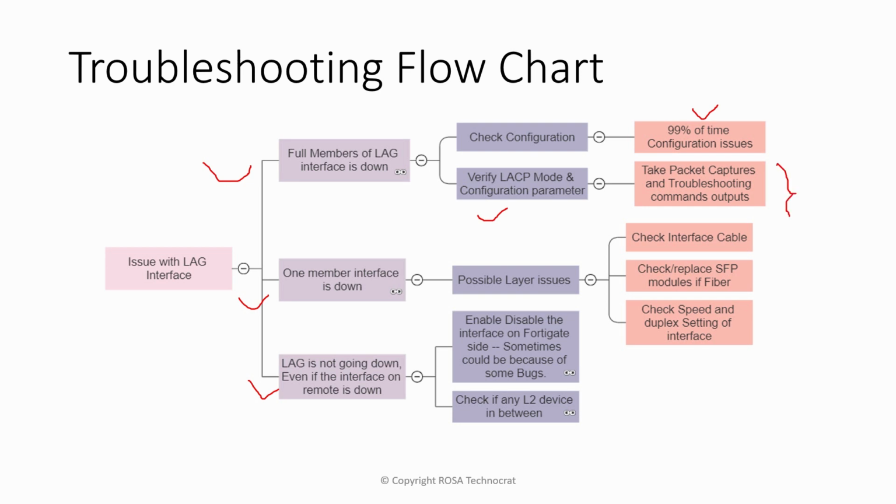In case one member interface is down, it's probably because of layer 1 issues, maybe cable issues, CRC issues, or SFP issues. So you should verify these things. In such a case, it's an L2 device issue, and enabling, disabling, or bouncing the ports might help if it is not going down.